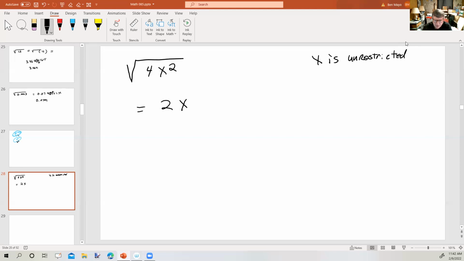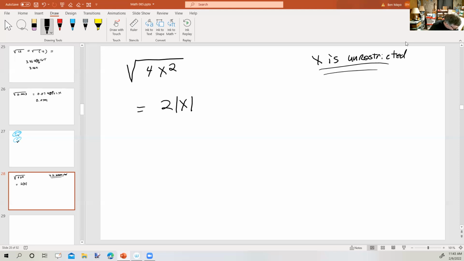Remember I said that when you take an even root, you can't get a negative answer. And since x is unrestricted, we don't know if x is positive or 0 or negative. So what we have to do is put absolute value bars around the x that assures us that 2x is not a negative answer, okay? Any questions about that? This is a little bit of a tricky thing for people to get used to.